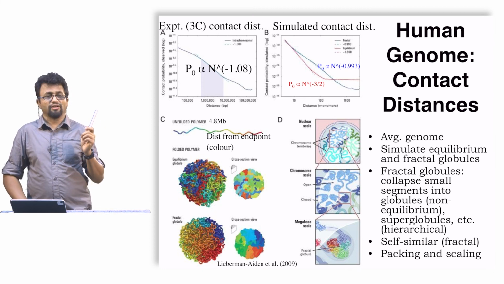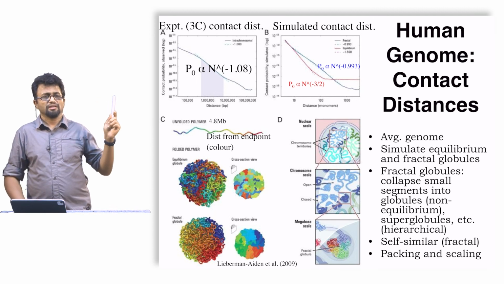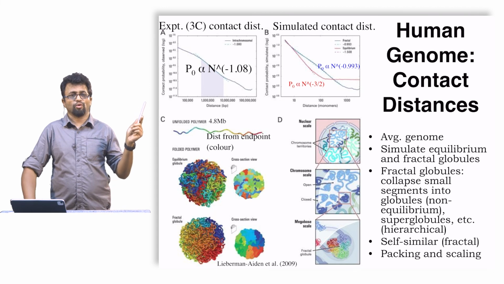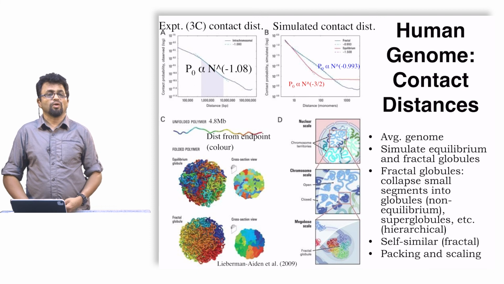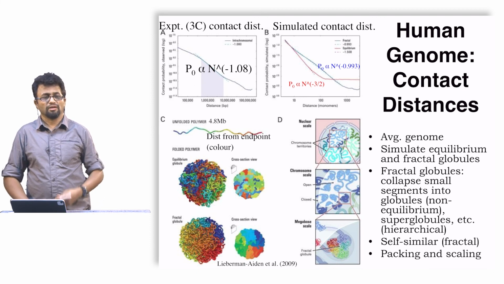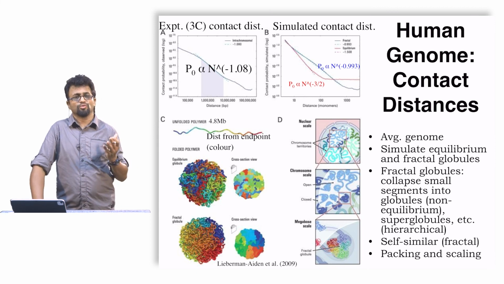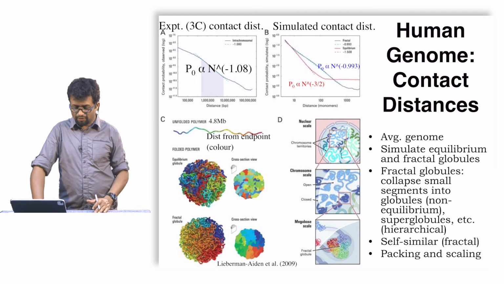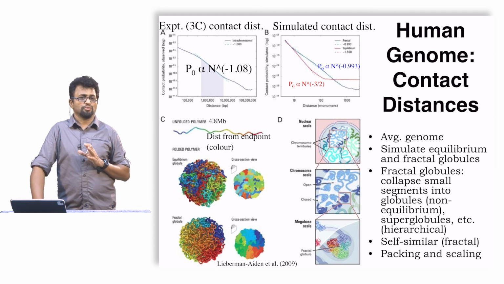And this kind of a model or simulation, in this case, gave us scaling of n to the power minus 1.08, which agrees very closely with the experimental data, and can explain in some senses what is going on. So, you could argue that this is probably, and this is work from Lieberman, Aiden and company, shows best agreement with experiments.